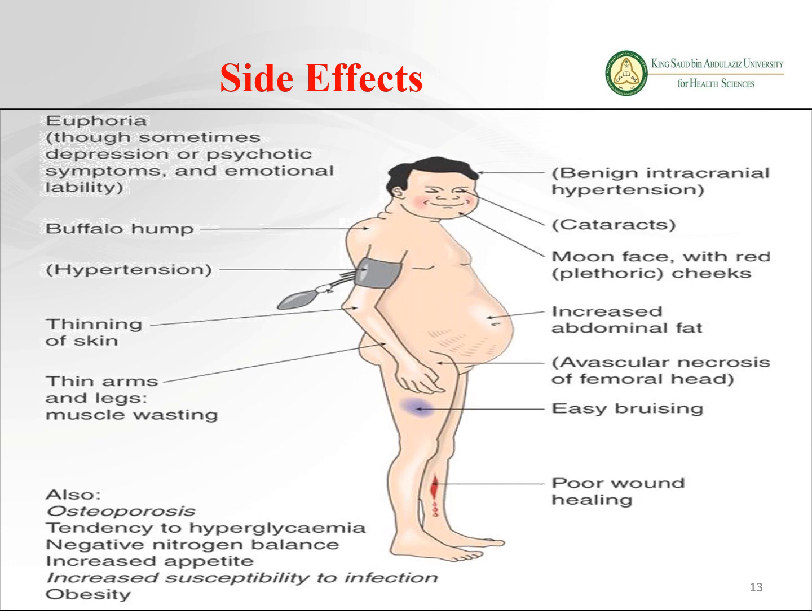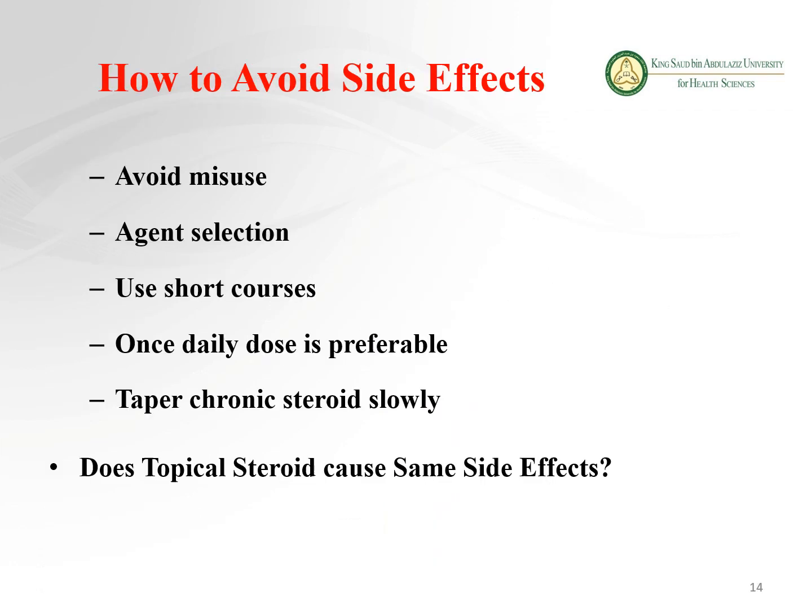These are the general symptoms associated with corticosteroid use: buffalo face, hypertension, thinning of the skin. It's a classic example of Cushing syndrome. Osteoporosis, tendency to hyperglycemia, a negative nitrogen balance. All these are the side effects of the corticosteroids. Increased bleeding, etc. So these are very effective drugs, but they have a lot of side effects. That's why these drugs have to be used with caution.